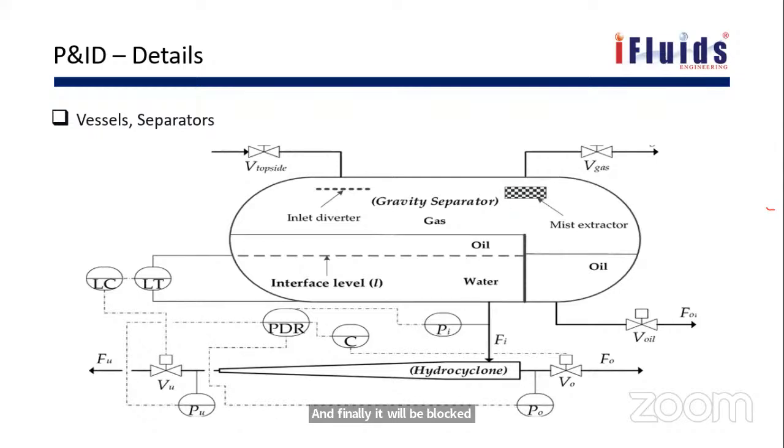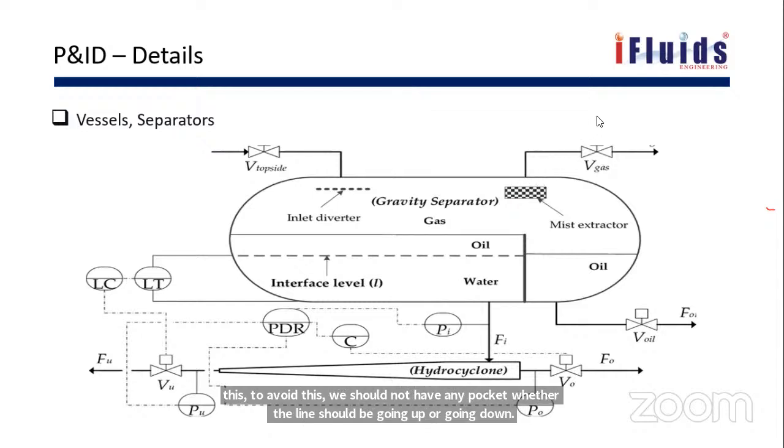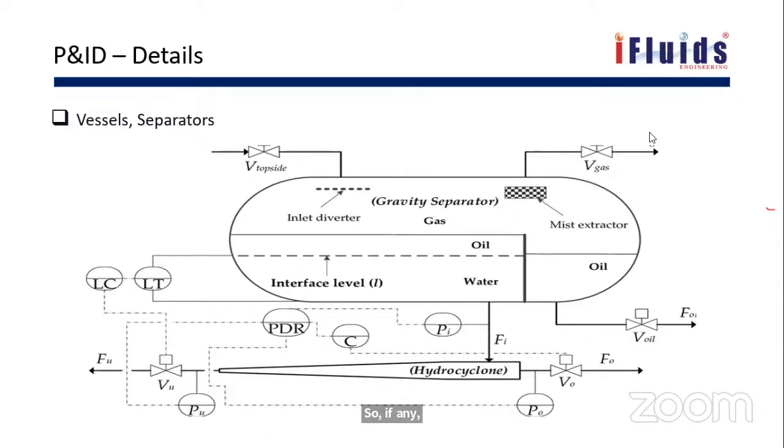So to avoid this, we should not have any pocket, whether the line is going up or going down. If any liquid is formed, then it will come to the upstream vessel or go to the downstream vessel. So this is the pocket in the vapor line. Similarly, in the liquid line, say if it is a pump, if it is only liquid, there is no issue, the line can go up and down.